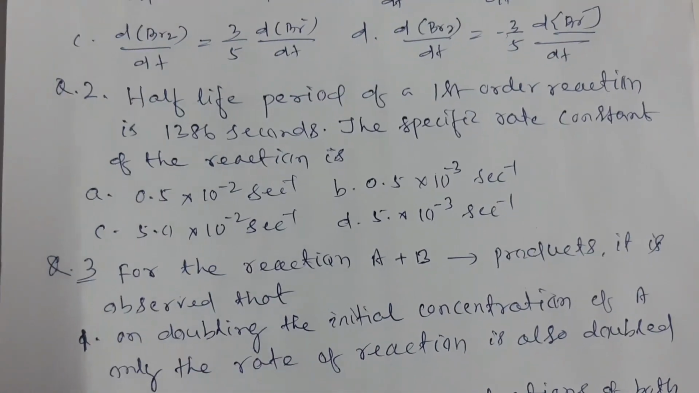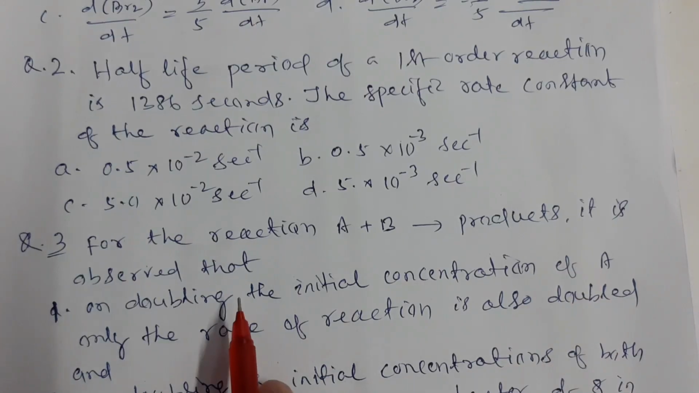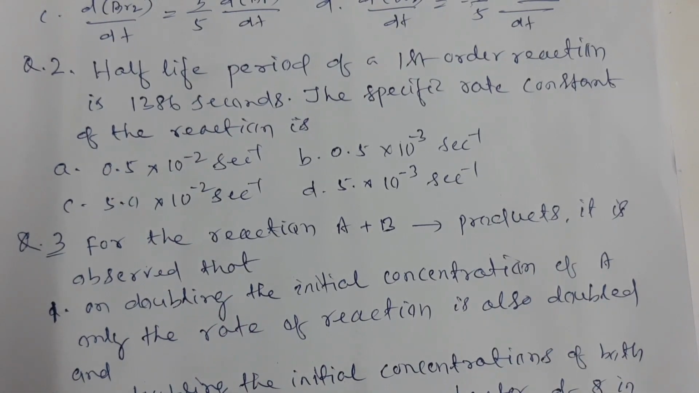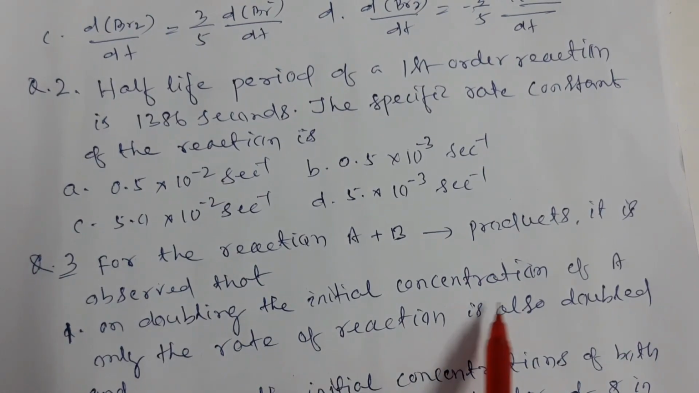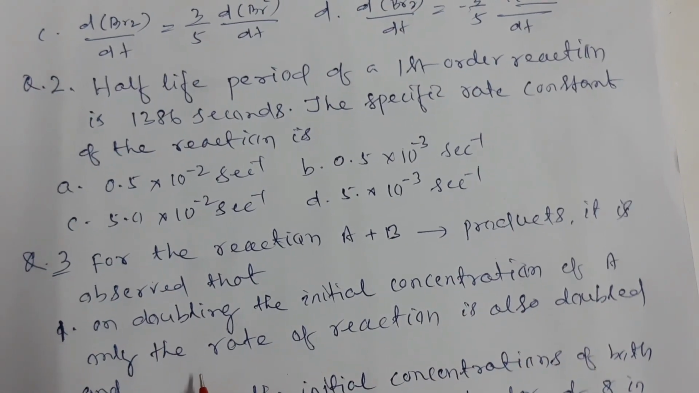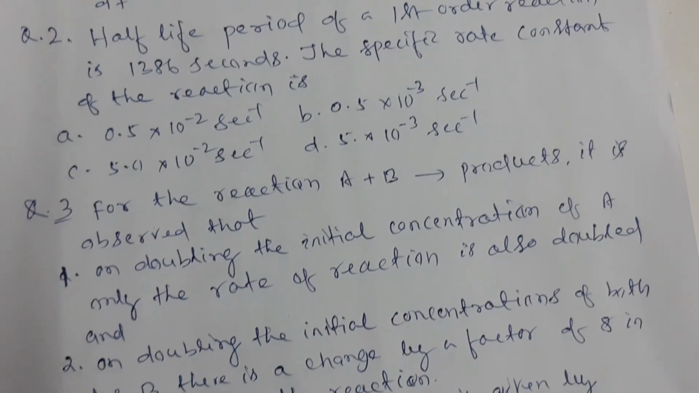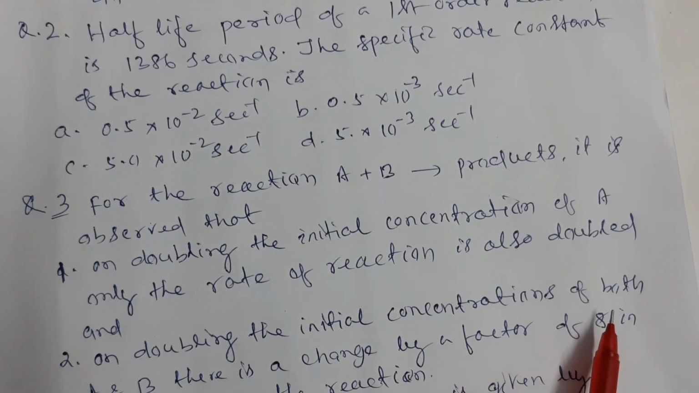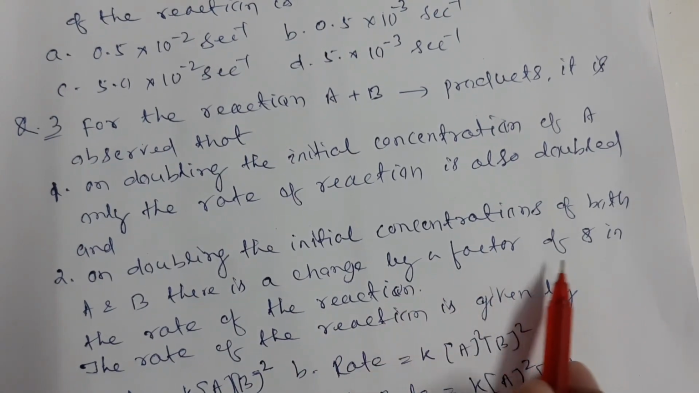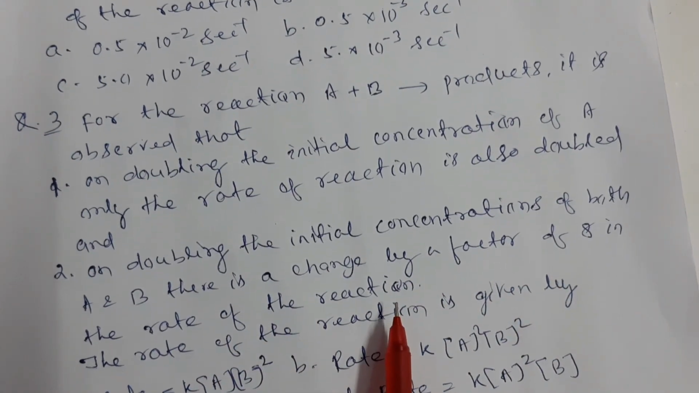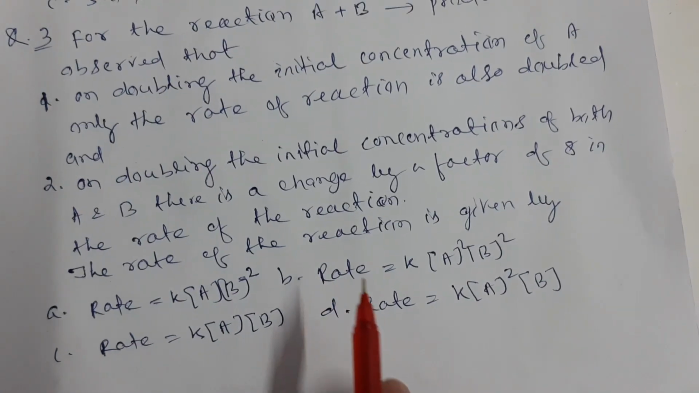For the reaction A plus B, question number 3. For the reaction A plus B giving product, it is observed that on doubling the initial concentration of A only, the rate of reaction is also doubled. Second, on doubling the initial concentration of both A and B, there is a change by a factor of 8 in the rate of reaction. So the rate of reaction is given by what? These are the choices given.